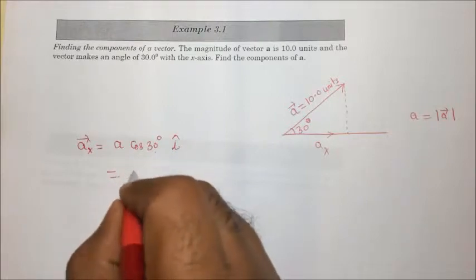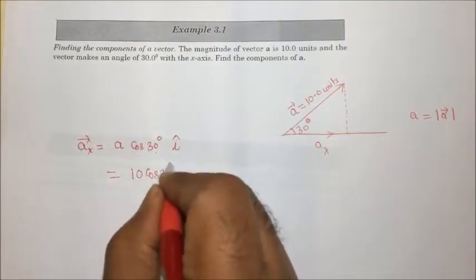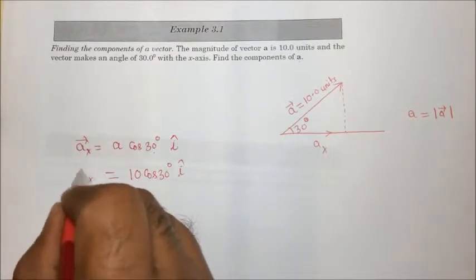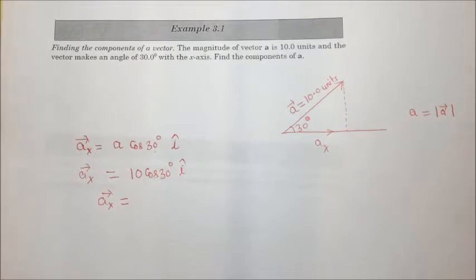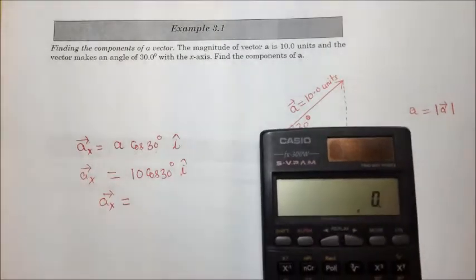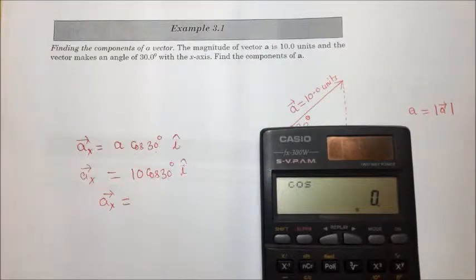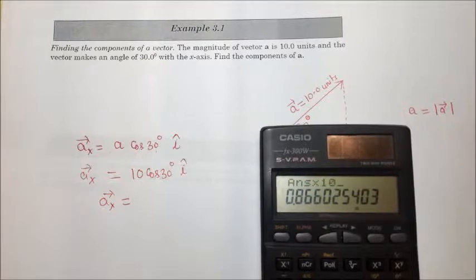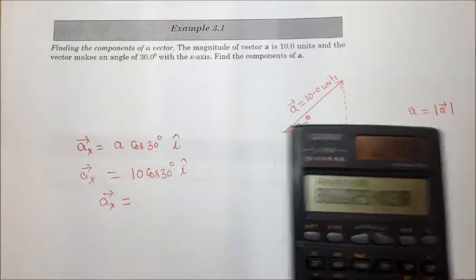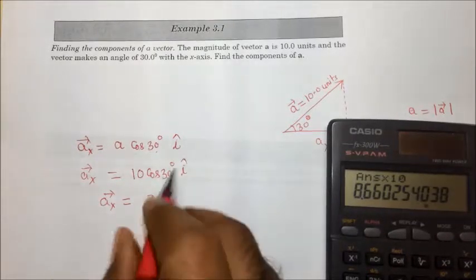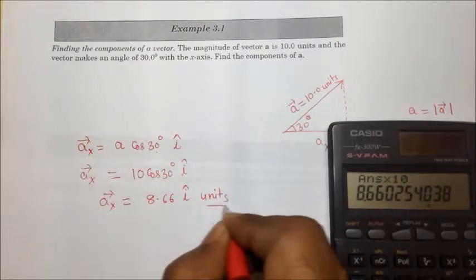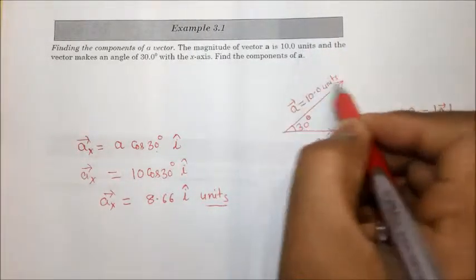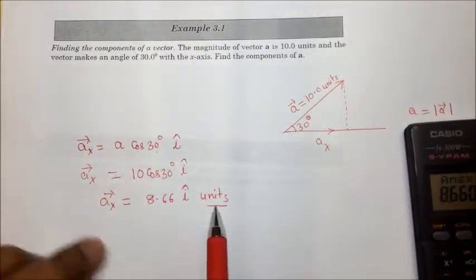So Ax is 10 cosine 30 degree i cap. If you do cosine 30 times 10, it gives you 8.66 i cap units, because vector A is 10 units, so the final answer is also in units.